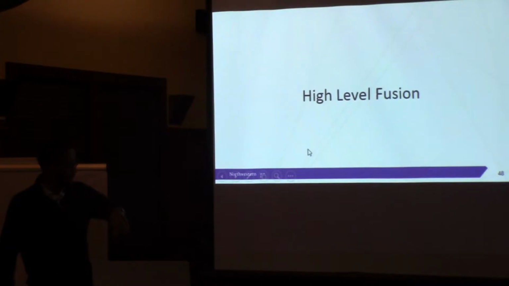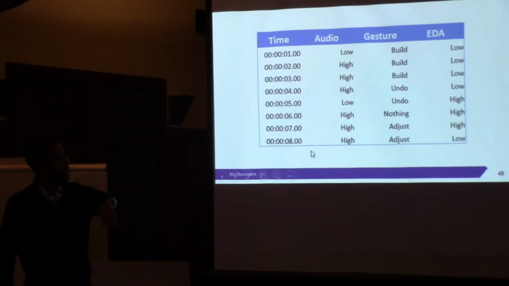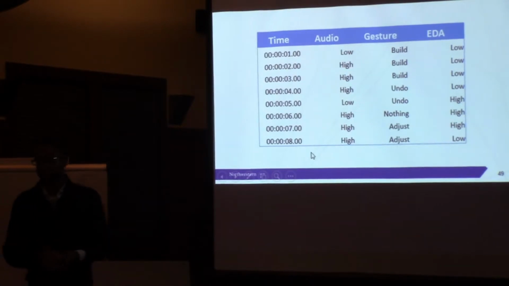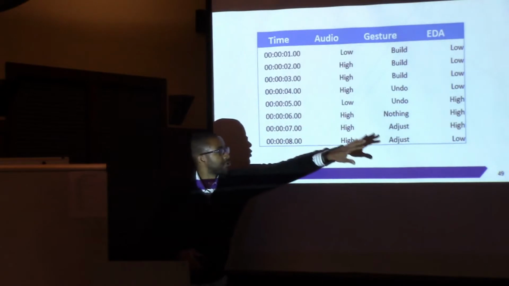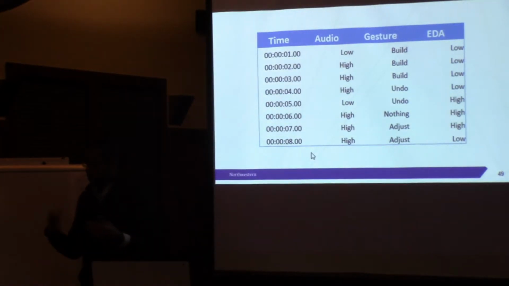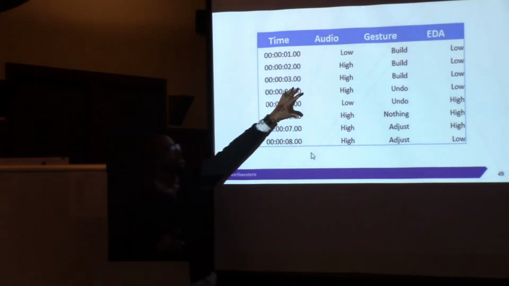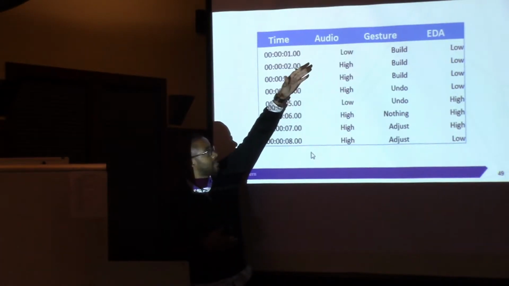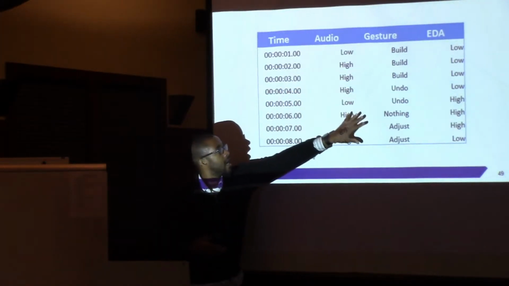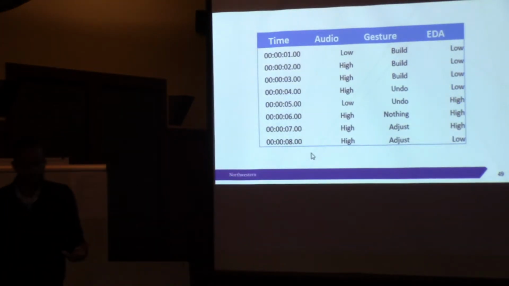The last thing I'm going to mention here is this high-level fusion. High-level fusion is the idea that you have this data, in the case of audio, gesture, and electrodermal activation, and you're essentially passing it through a classifier first. You're taking the raw data and quantifying it as, in this case, high, medium, or low. And then you also have this interpretation of the gesture data, what it is.